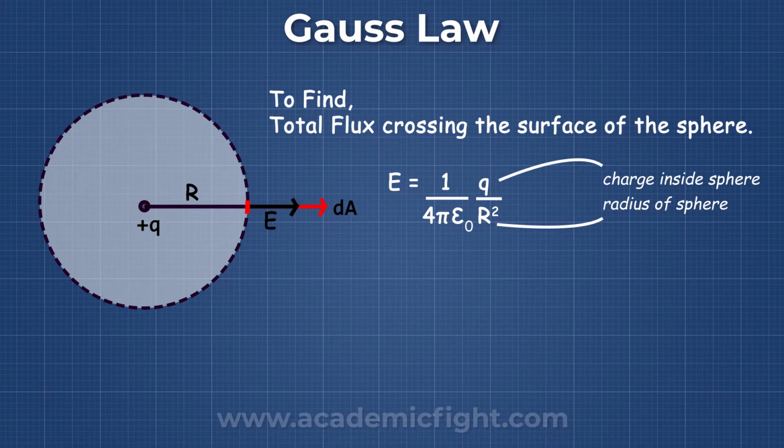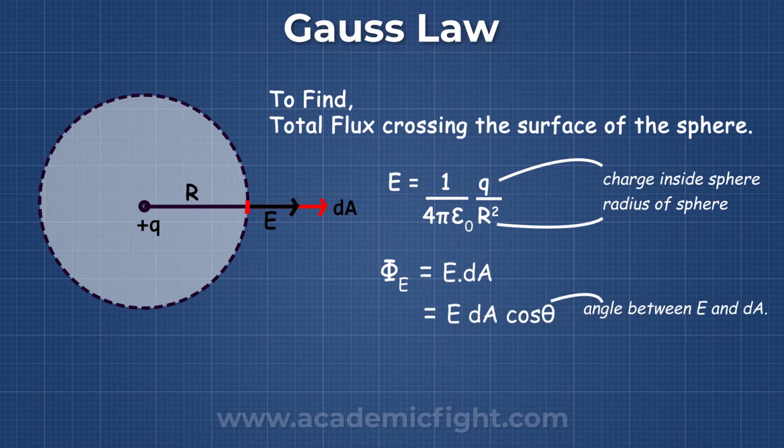So, according to the flux formula, we have phi E is equal to E dot dA. That is equal to E into dA into cos theta, where theta is the angle between E and dA. That is equal to E into dA.